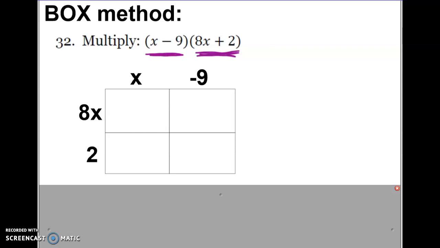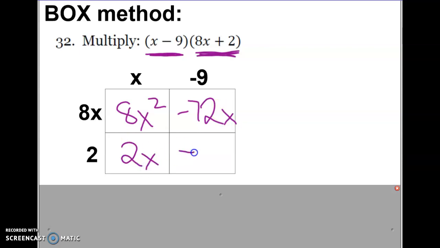on the side. So in the first box, you are multiplying 8x times x, and x times x is x squared, and then you're multiplying -9 times 8x, which is -72x. Okay, in that second row, you're multiplying x times 2, which is 2x, and then you're multiplying -9 times 2, which is -18. The fun part about the box is that typically, as long as everything's in order the way it should be, you get these like terms on that diagonal box, which is pretty cool.